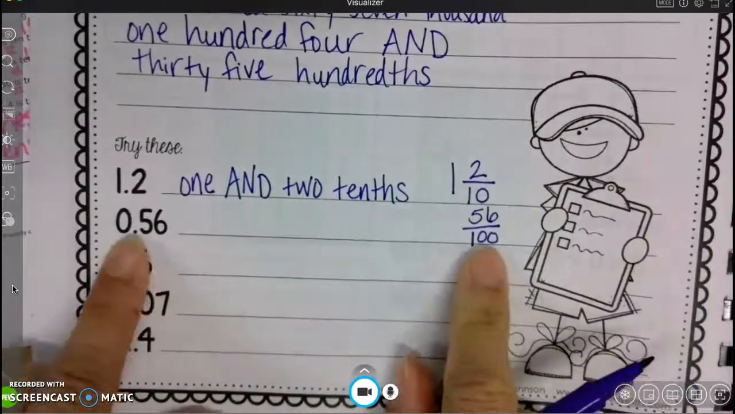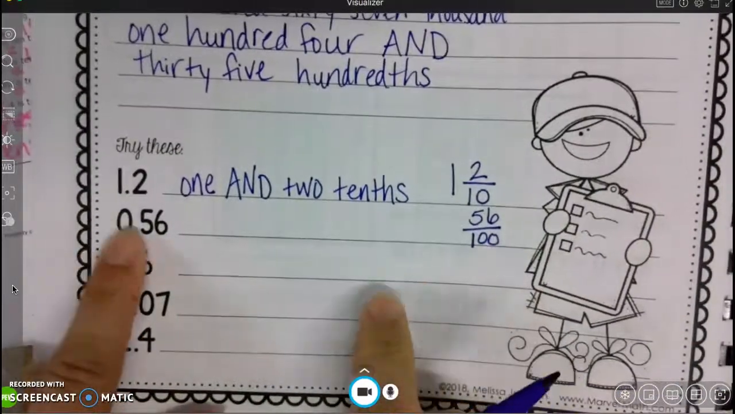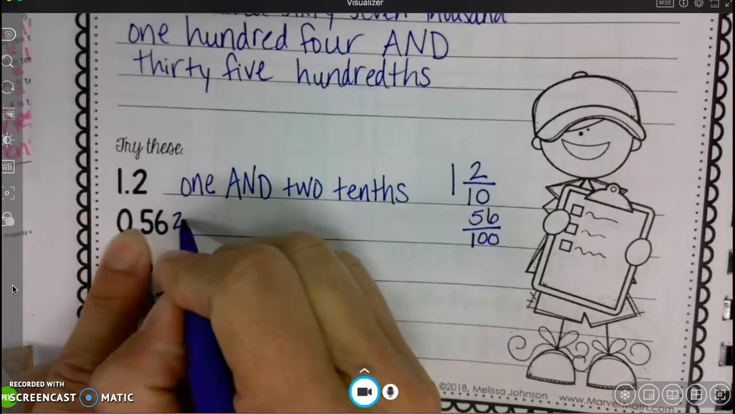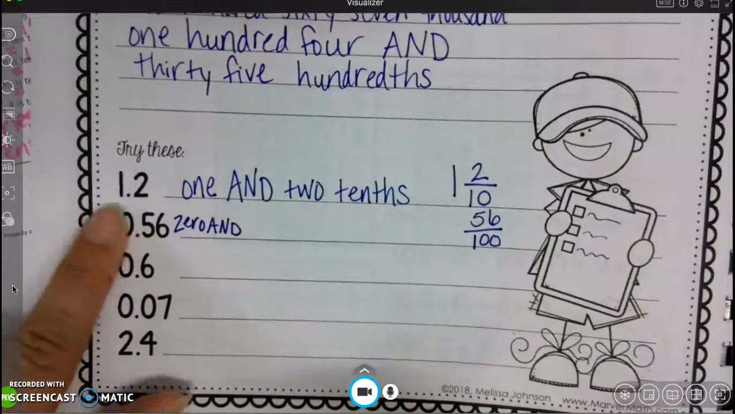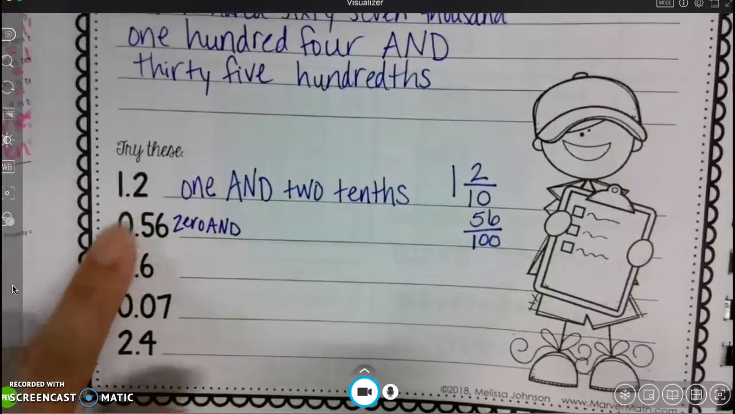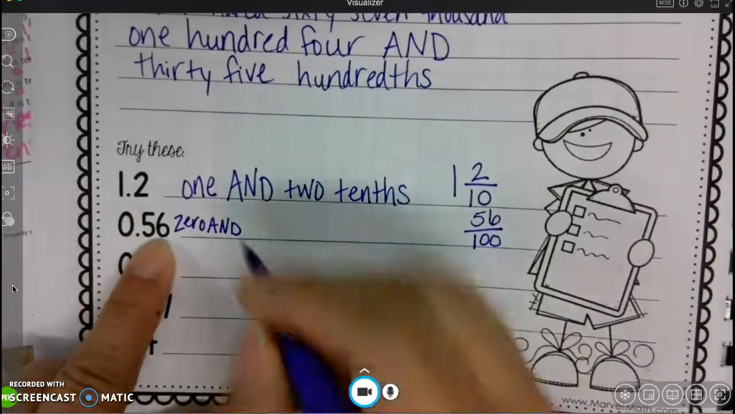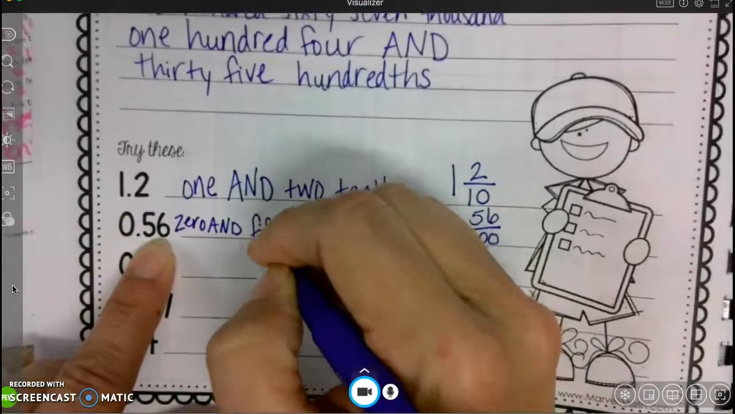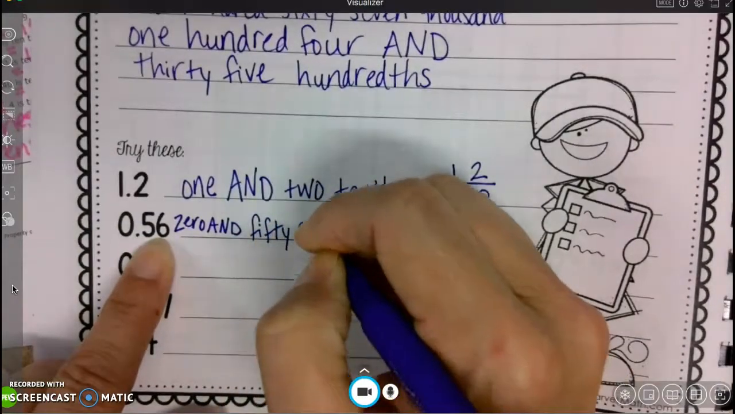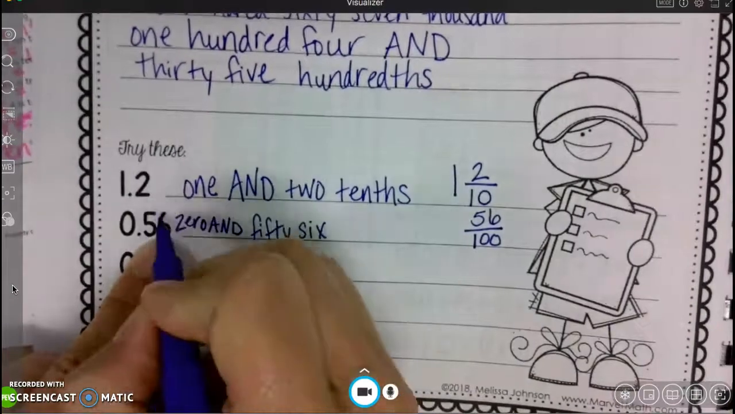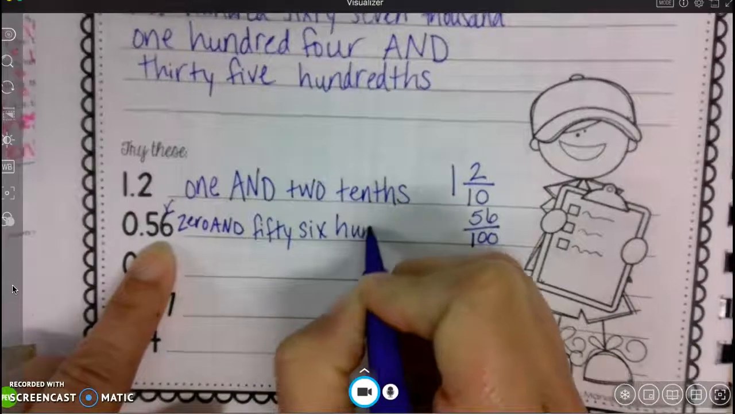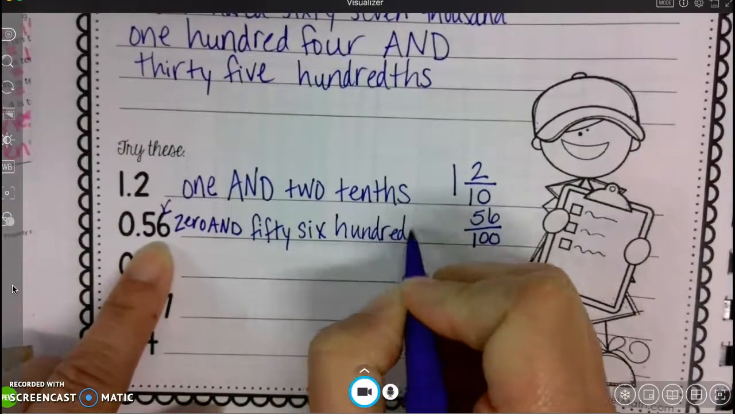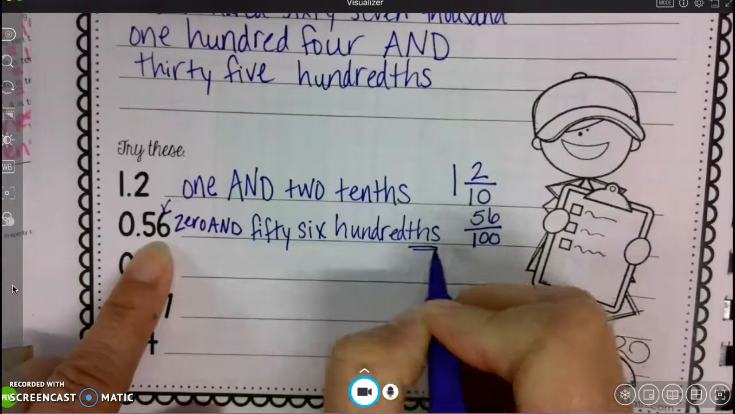Either one of these would be read the same way. You can say 0 and, but you don't have to use the 0. You could just start with the decimal part since you don't have any whole numbers in front. You would say 56, and you name the place value that the last digit is in. So what place value is that 6 in? It's in the hundredths place with the THS. So it'd be 56 hundredths. Don't forget it has a THS on the end.